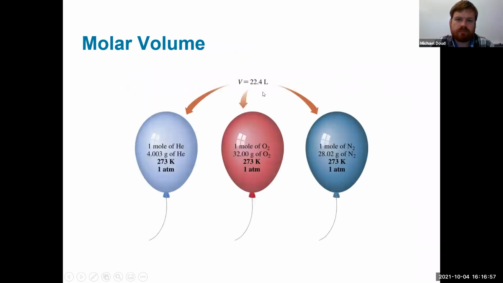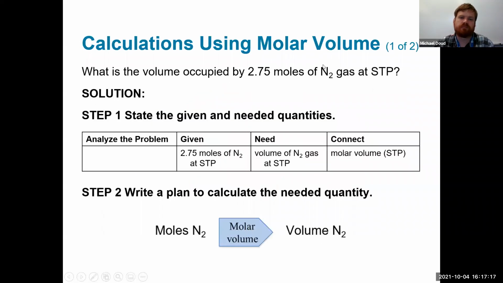So whether you have 1 mole of helium, 1 mole of oxygen, or 1 mole of nitrogen, they have different masses. You know, the mass of helium is 4.003 grams for 1 mole. It's 32 grams for oxygen and 28.02 grams for nitrogen. But each of them occupies the exact same volume, 22.4 liters.